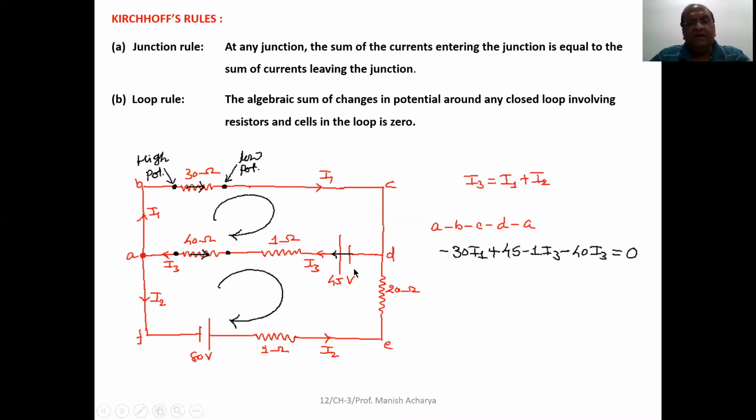So now see, when you are moving from D to A, through the 1 ohm resistor you are moving in the direction of the current, so the potential difference 1 I3 you have to take negative. Again, through the 40 ohm resistor, you are moving in the direction of the current. The direction of the current is B to A, and you are also moving B to A. So the potential difference across the 40 ohm is taken as negative, minus 40 I3, and the algebraic summation of the potential differences is equal to 0 in this loop. This is the loop rule. Clear to all of you?